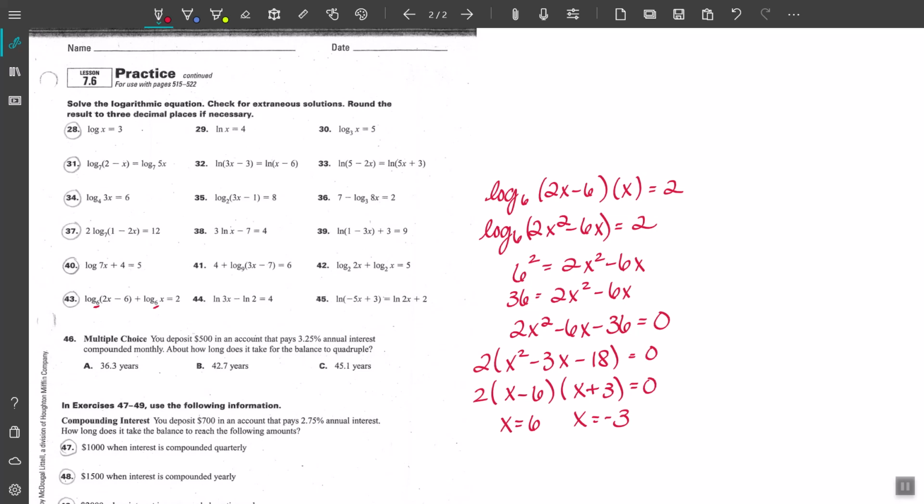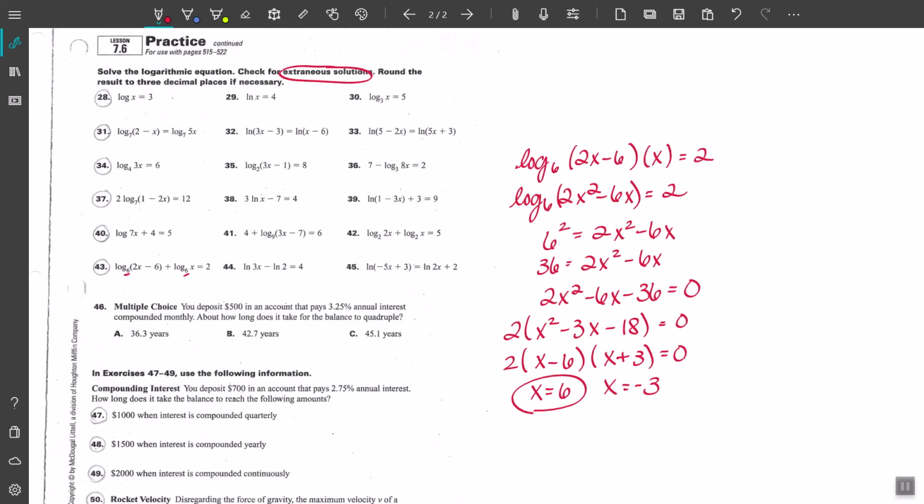The directions tell us to check for extraneous solutions, and this is the first one that has had an extraneous solution. And the reason that it does is that the 6 is the answer. The negative 3 is the one that's extraneous. If we take this negative 3 and we plug it back into our original equation, what ends up happening is we get an undefined logarithm. So let me show you that over here on the side.